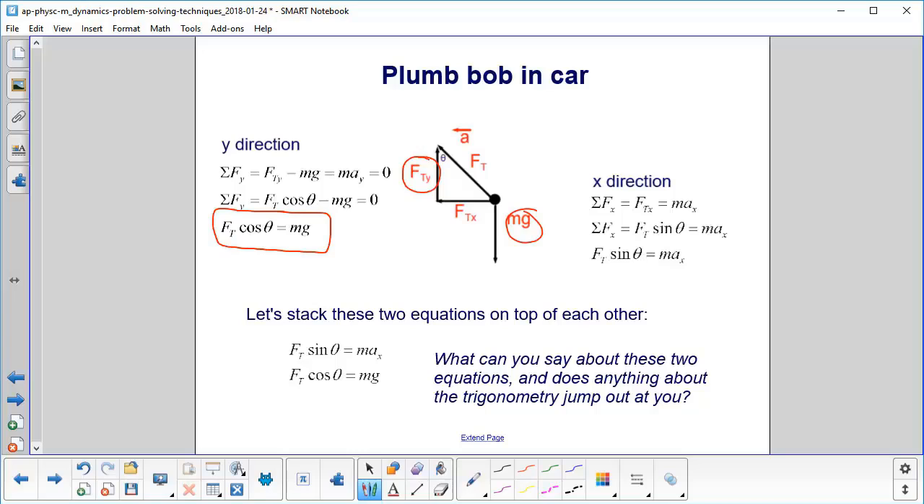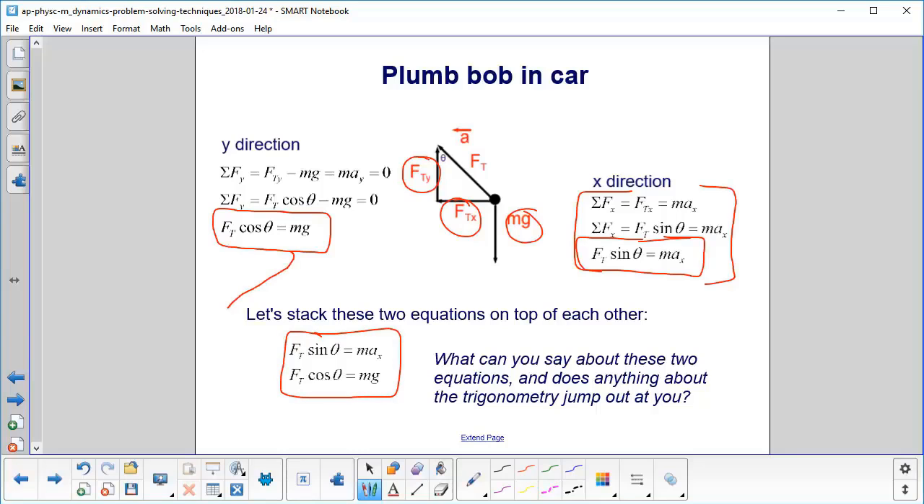In the x direction, the only force we have is the tension force in the x direction that equals max. And what is this force here? That's going to be tension sine theta. And so we come up with this equation, tension sine theta equals m acceleration in the x direction. We're going to stack these two equations on top of each other. Okay, here's the two that we have. The first one is over here, and here's a second one there.